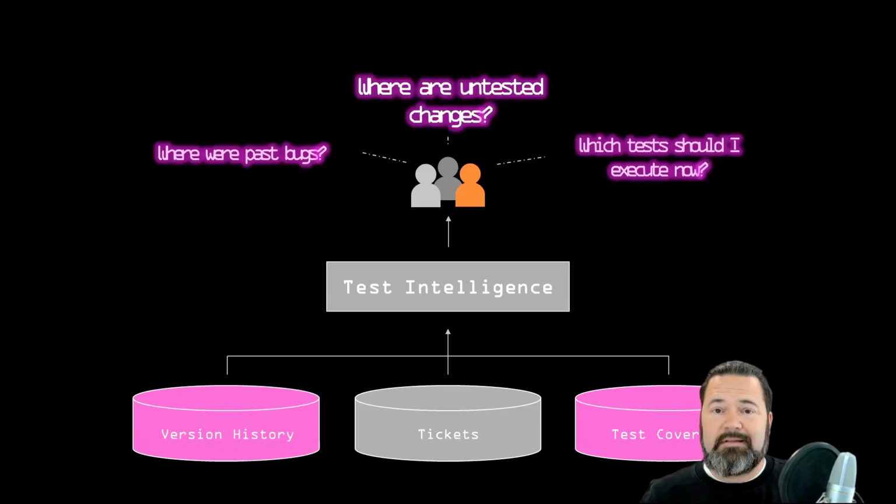Now that we have that data, what can we do with it? The first question I want to focus on is, where are untested changes? Because we know what changed since the last release, and we know which code was covered by tests and which was not. And we can combine that information to see which changes were not yet tested. Why is that relevant? Because we know from research and also from intuition that those are the areas most likely to contain new bugs. And a so-called test gap analysis reveals those untested changes.